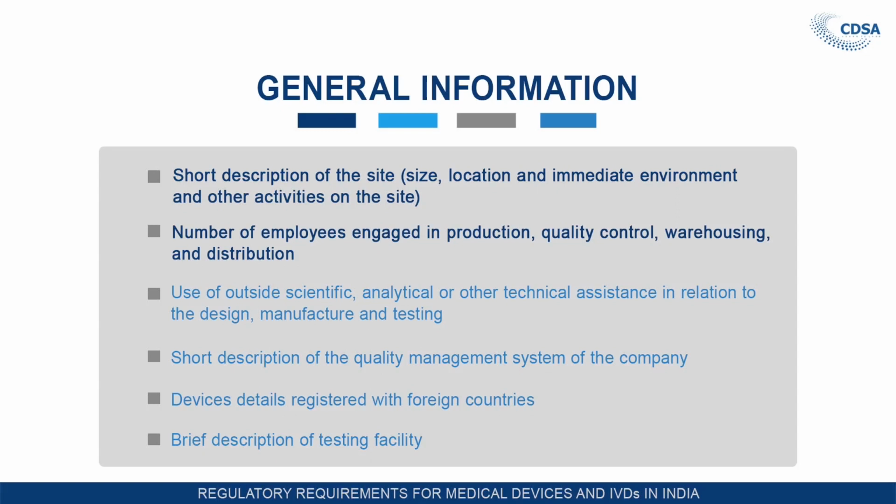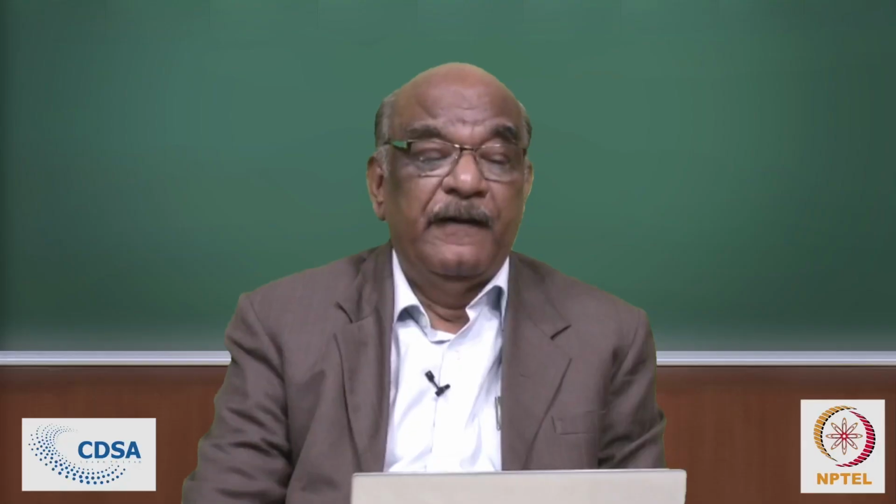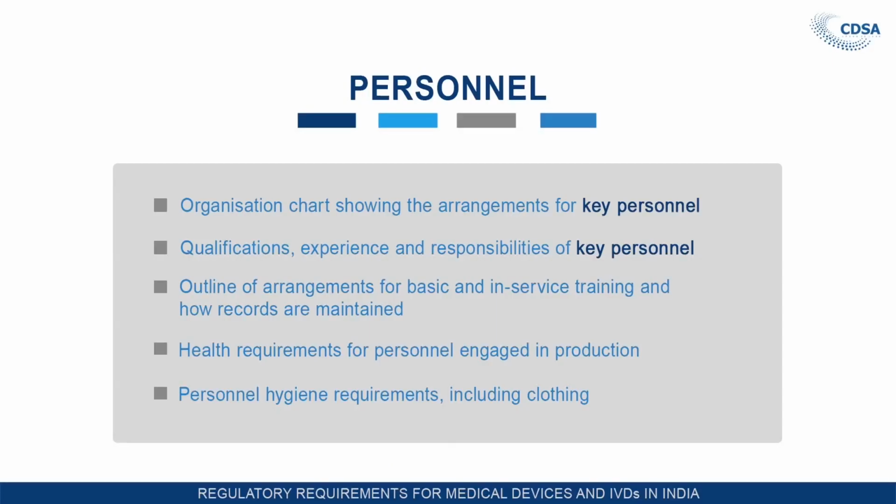Then we come to a short description of the quality management system, the company, device details, etc. Personnel: organization chart showing the arrangement for key personnel; qualification, experience and responsibility of key personnel; outline of arrangements of basic and in-service training and how records are maintained; health requirements for personnel engaged in production; personal hygiene requirements including clothing.